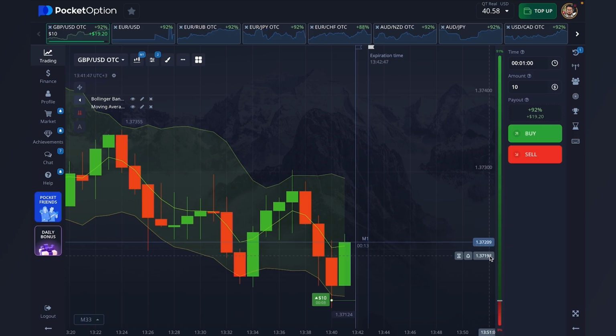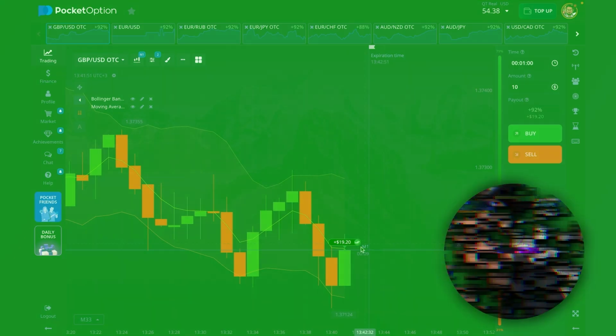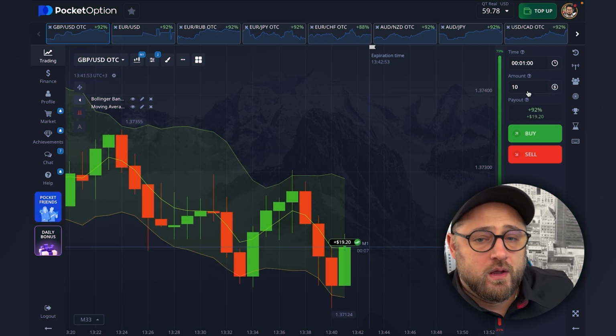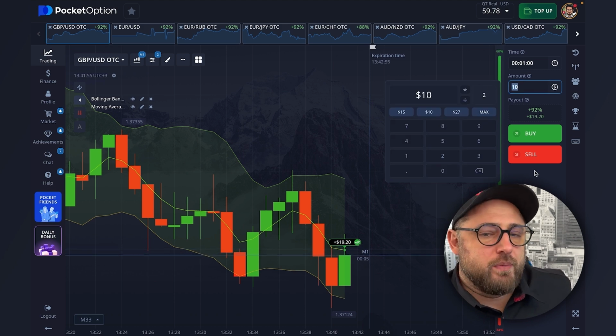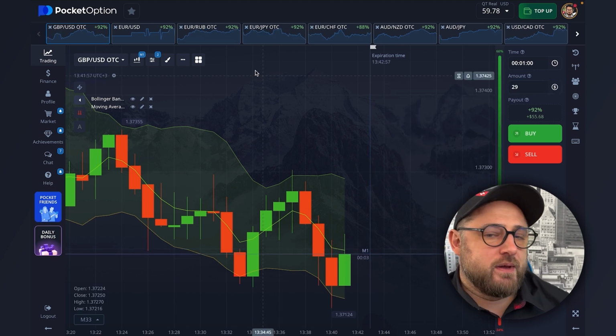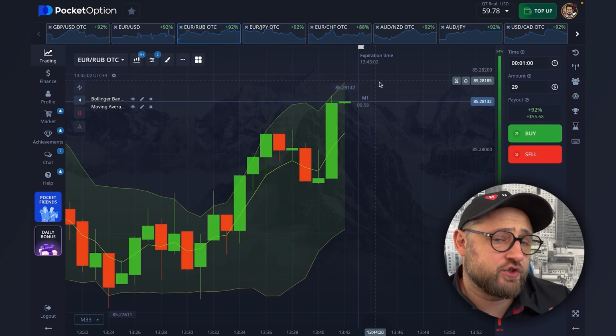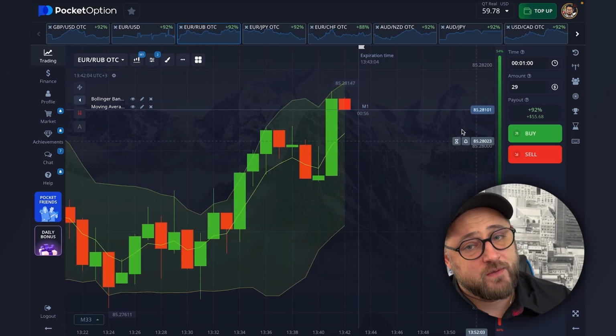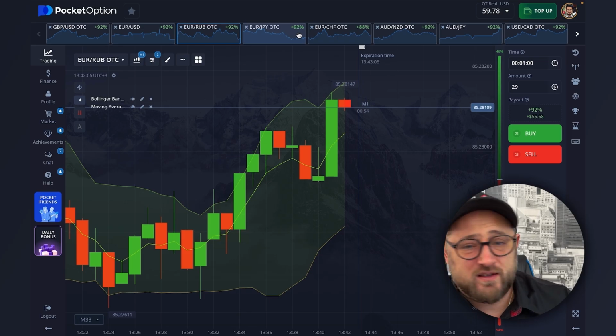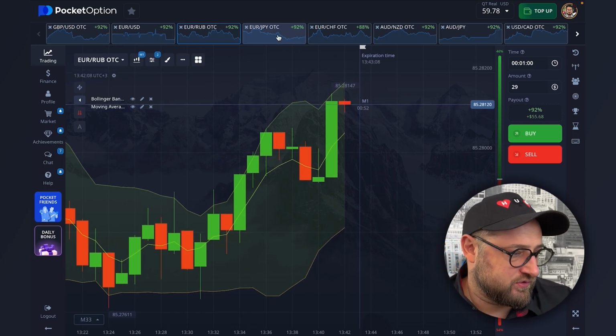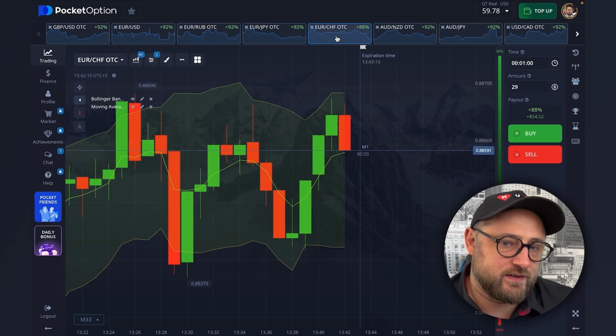So first trade, $10, strategy works, profit. Great start. So remember, we're looking for bounces when price touches the band and rejects. The EMA shows the overall trend direction. If it's too steep, we skip the trade. Also, don't try to trade everything you see.